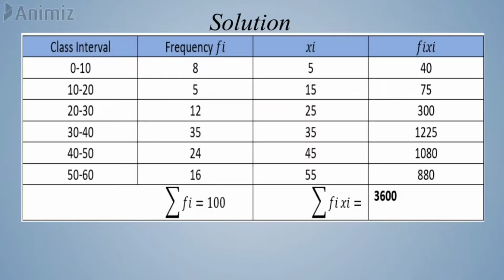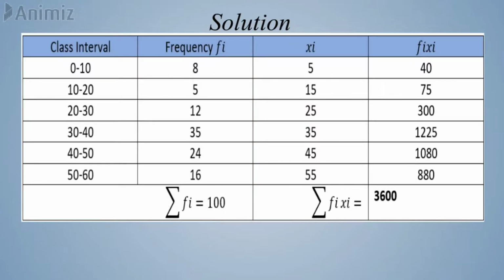The first class is 0 to 10. The lower limit is 0 and the upper limit is 10. You have to find the average of these. So 0 plus 10, divided by 2, gives you 5. In the same way, 10 plus 20 divided by 2 gives you 15, and 20 plus 30 divided by 2 gives you 25. Like that, you have to calculate all the class marks.